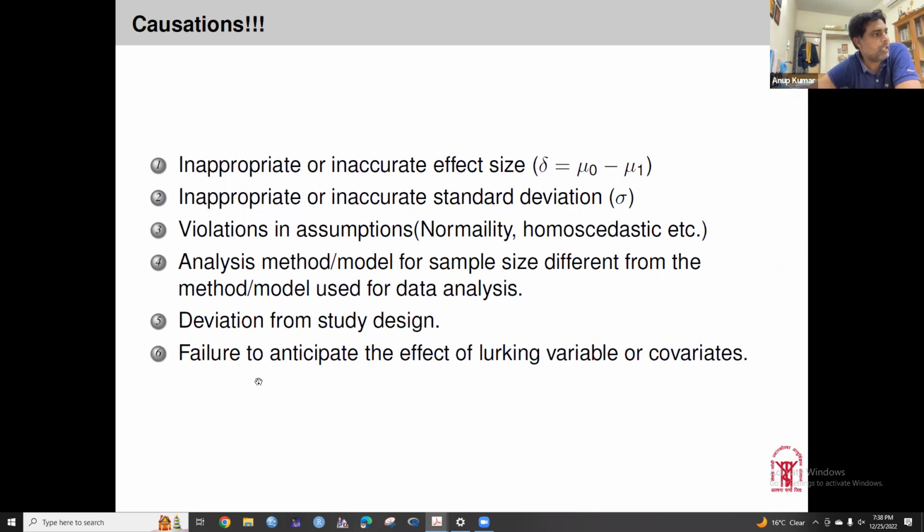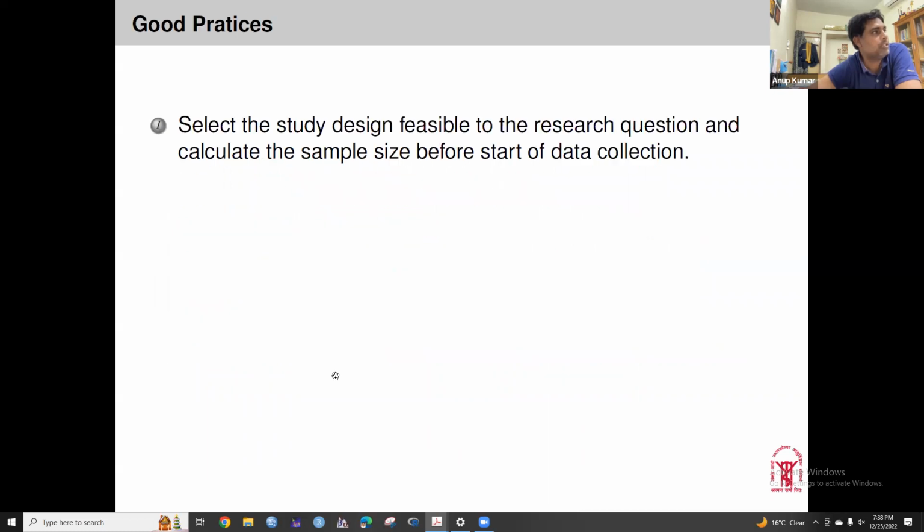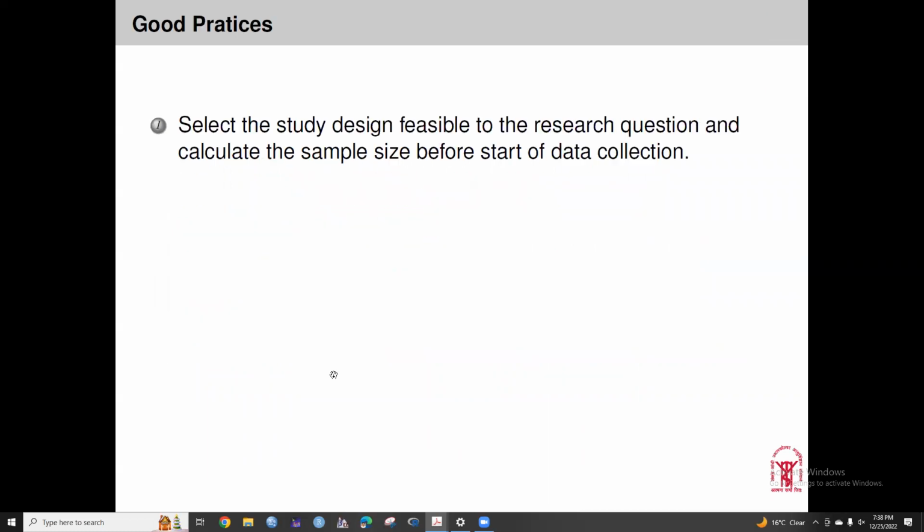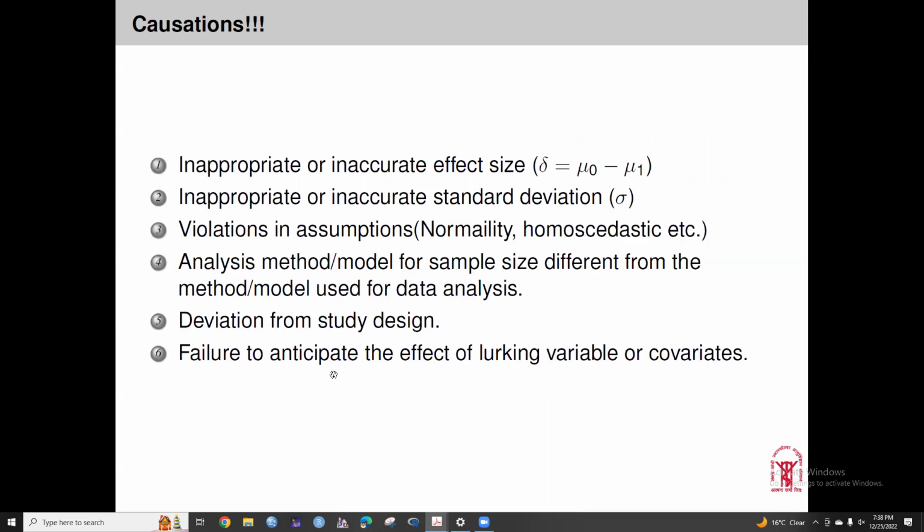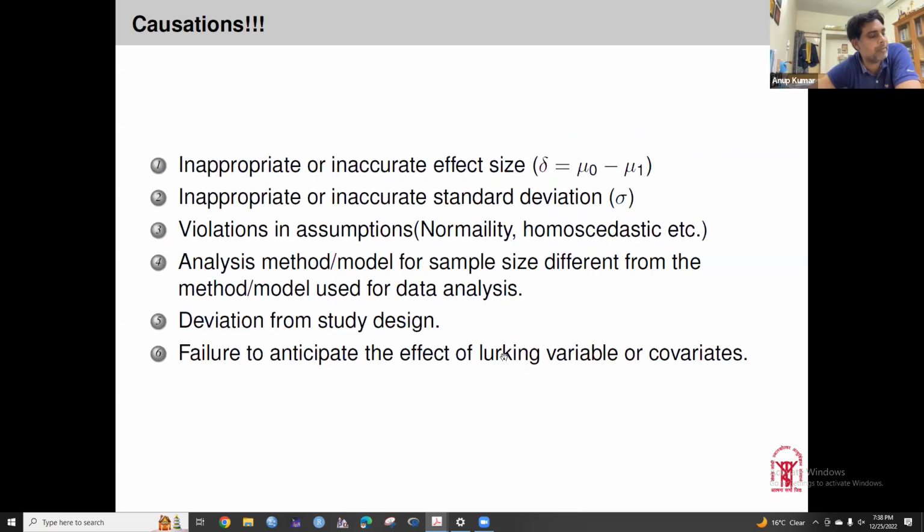Okay, and fail to anticipate the effect of lurking variables or covariates. Okay, so this is a very important part. अगर आपने lurking variable और covariates को नहीं ध्यान में रखा, उसको anticipate नहीं किया, so all your studies are going to be affected. Sir, what is that lurking variable? Yeah, lurking variable is the variable which is going to affect your outcome.